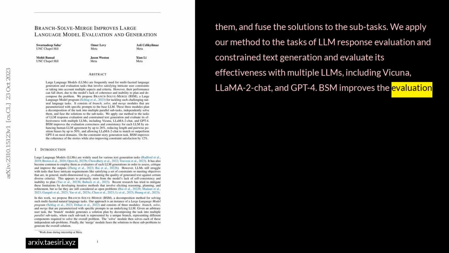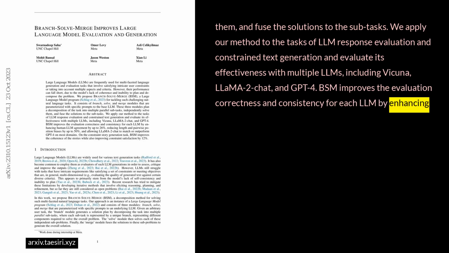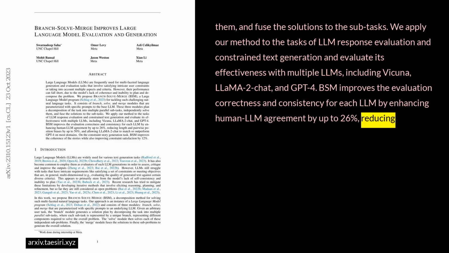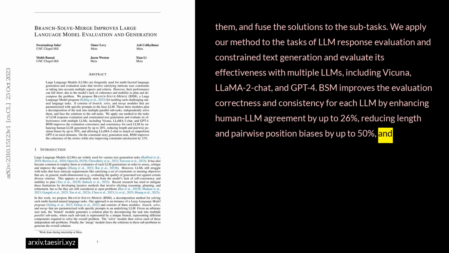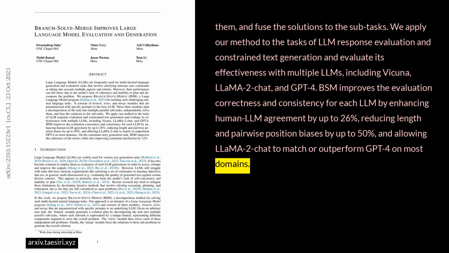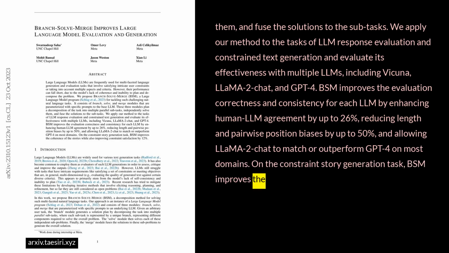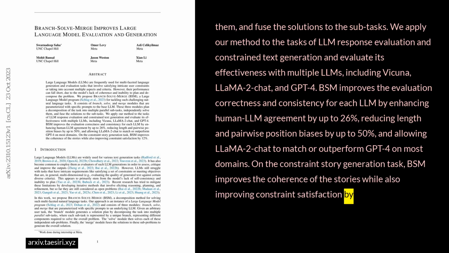BSM improves the evaluation correctness and consistency for each LLM by enhancing human-LLM agreement by up to 26%, reducing length and pairwise position biases by up to 50%, and allowing Llama 2-Chat to match or outperform GPT-4 on most domains. On the constraint story generation task, BSM improves the coherence of the stories while also improving constraint satisfaction by 12%.